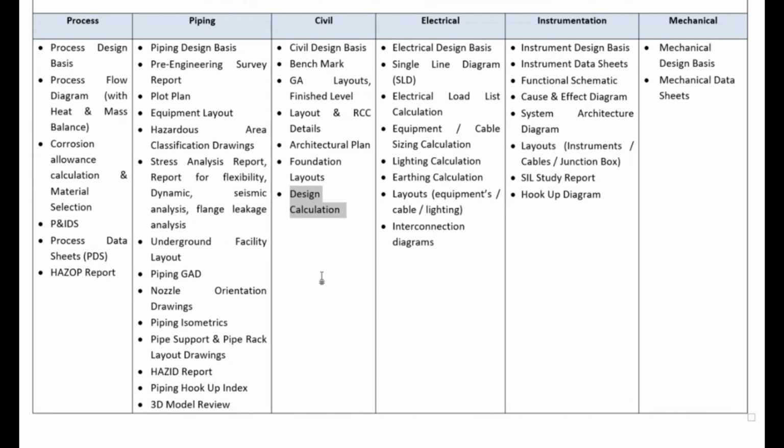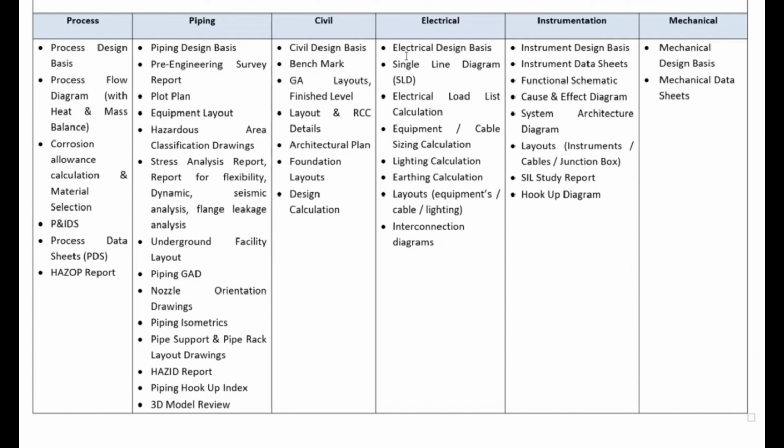Design calculation supports the type of the foundation, by the way. Then the architecture plan. The architecture plan will tell you how the above ground things are coming up. Sheds, buildings, and all those things will be coming. So that is broadly about the civil.